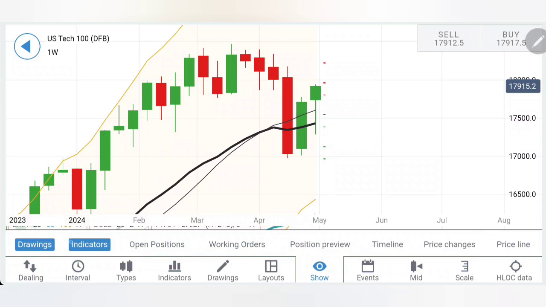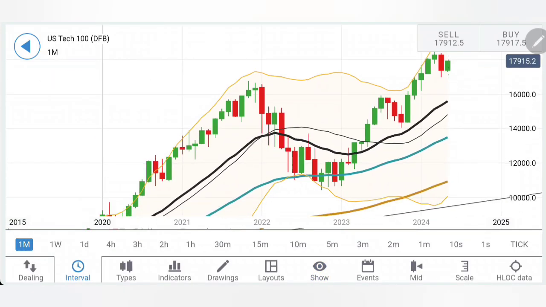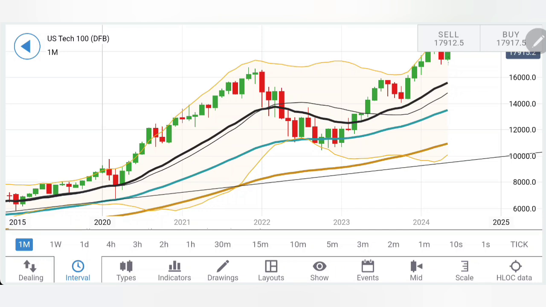Let's start. First we will look into the monthly charts, and then we will graduate towards other time frames, and towards the end I will give you the trading levels for the month of May. Do watch till the end.